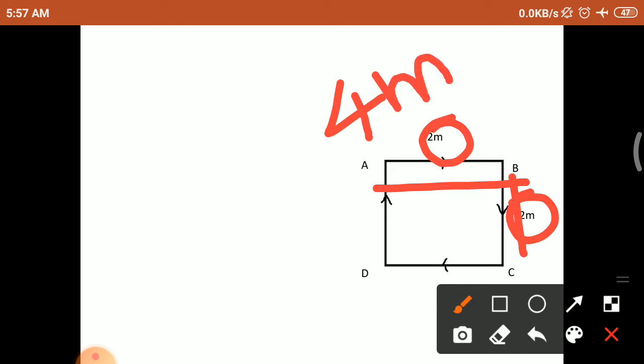What is meant by displacement? The shortest distance from the initial position to the final position is called displacement. The initial position is A and the final position is C, so this is the shortest distance between the initial position and the final position. These things we already discussed in the last class.